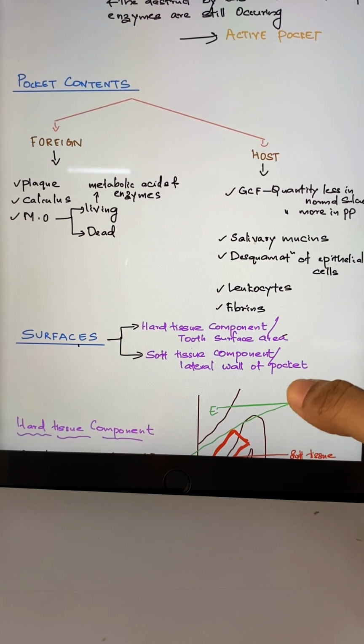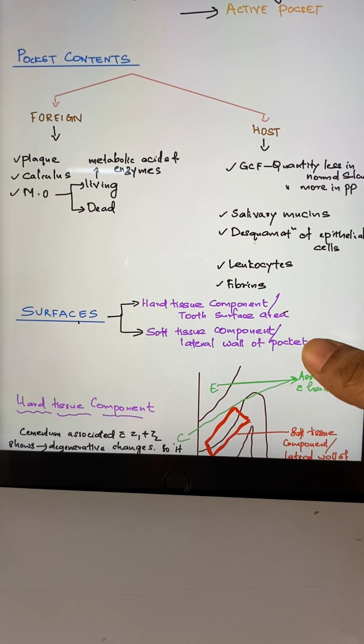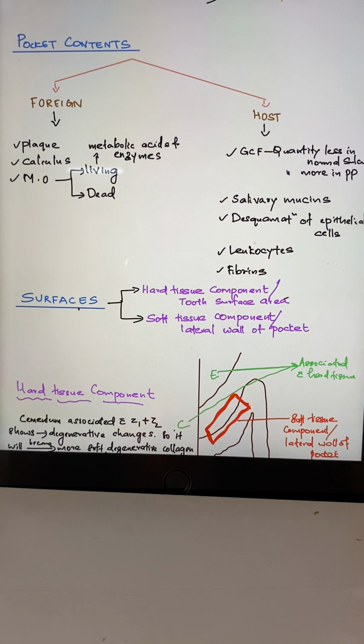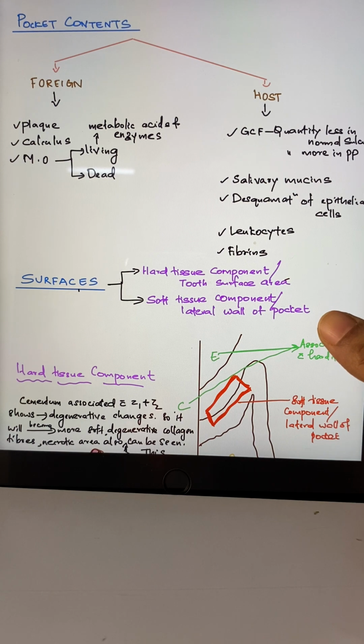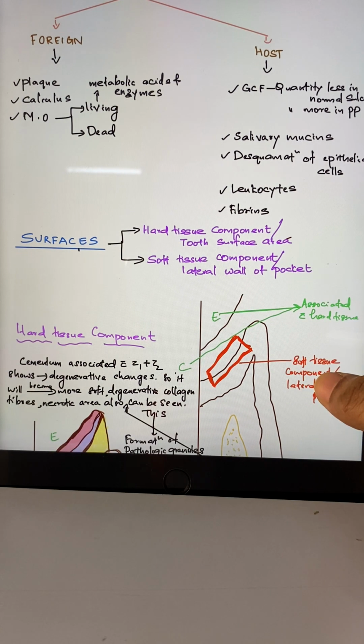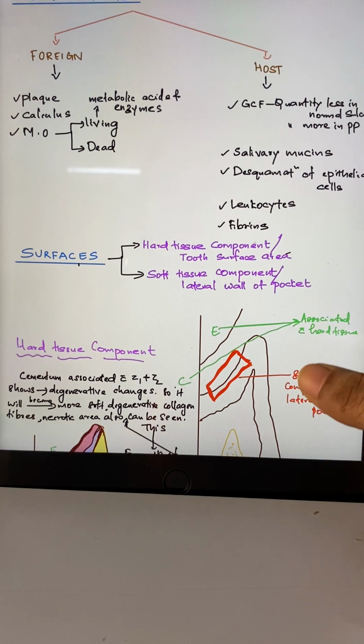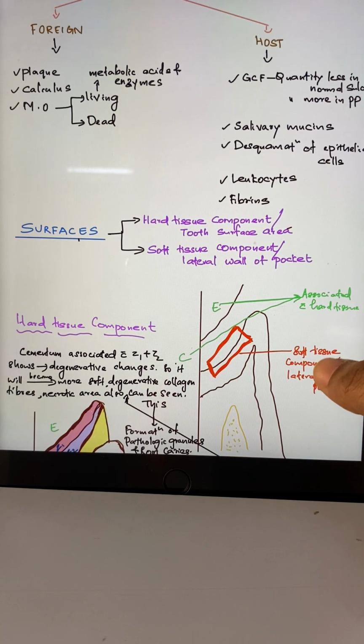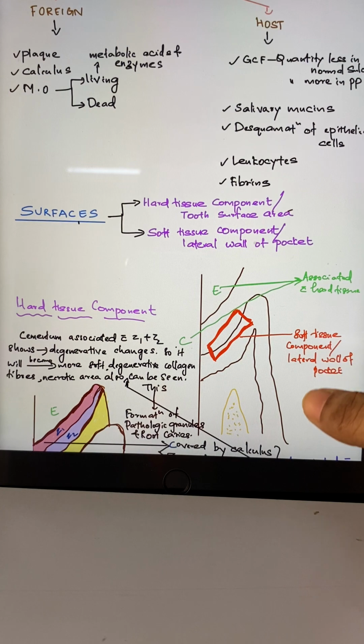Now we will see about the pocket content. There are two types of contents, foreign materials and host material. Foreign materials are plaque, calculus and microorganisms that may be living or dead. Host material is the GCF, that is gingival crevicular fluid. Usually this GCF quantity is less in a normal sulcus, but in the case of a periodontal pocket, this GCF quantity can increase. Then salivary mucins, desquamation of epithelial cells, leukocytes and fibrins can all be seen.